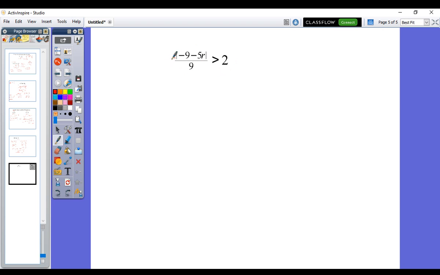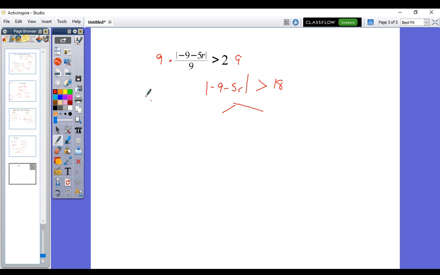Let's actually get the absolute value by itself. It's not by itself. We actually have this 9 right here. So this 9 is trying to divide this whole thing. So let's go ahead and multiply both sides by 9 before we actually split our inequality. So we're left with the absolute value of -9 minus 5r is greater than 18. More than likely, this is an or, as you can tell from the very beginning of the sign. So we get our two problems right here.